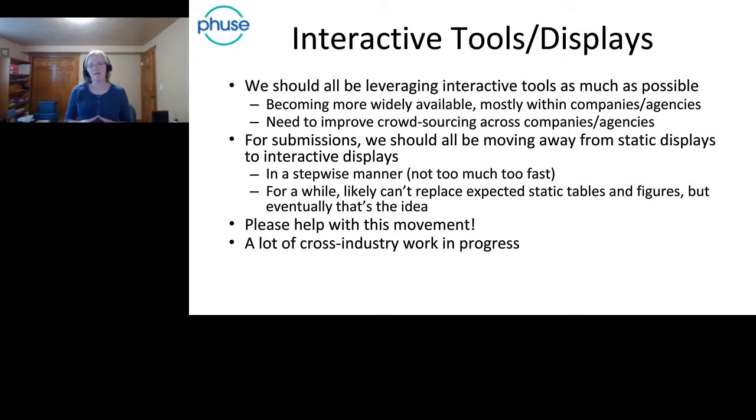But we already have examples of submissions that have included one interactive display to kind of get the ball rolling. And we do have examples of this. And the path for doing this is starting to get established. Like, how would you do this? What format is the display? How does it get embedded into the structure of a submission? So a lot of this is in progress. It's already been worked on. And hopefully you stay in tune to this and start being part of this and start including interactive displays in submissions. So please help with this movement, and a lot of cross-industry work is in progress.